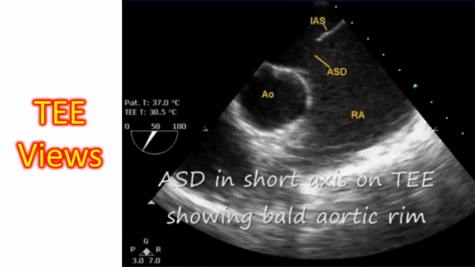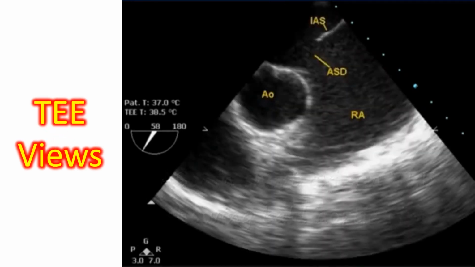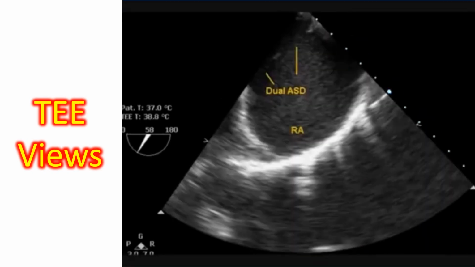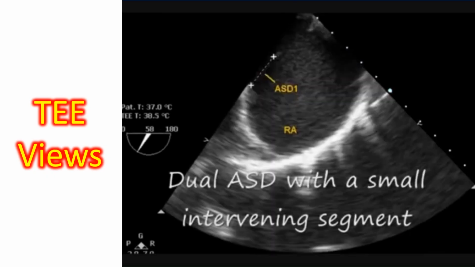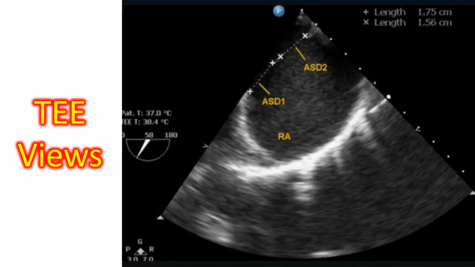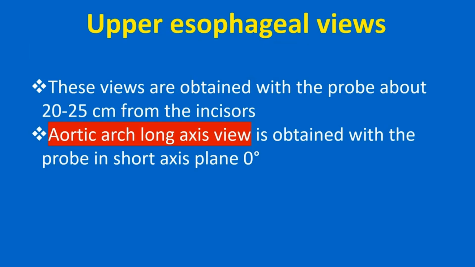Transesophageal Echocardiographic Views. The American Society of Echocardiography has described several standard views for transesophageal echocardiography. The views are obtained from the upper and mid esophagus as well as from the stomach, the transgastric views. Upper esophageal views are obtained with the probe about 20 to 25 centimeters from the incisors.